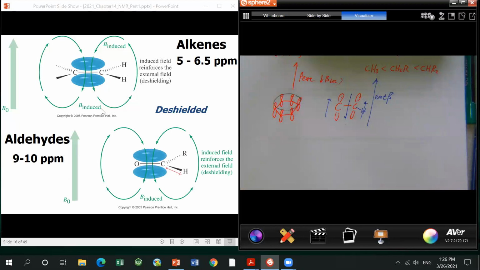Then comes the aldehyde. Aldehyde has a very high chemical shift, 9 to 10. Why? Because of the pi electron effect, similar to the alkene: the C=O pi electrons generate a local magnetic field, so the hydrogen on the outside gets a reinforced magnetic field. Another reason is that the carbonyl group is electron withdrawing, a strong de-shielding effect. Because of these 2 reasons, the aldehyde proton has a pretty high chemical shift.